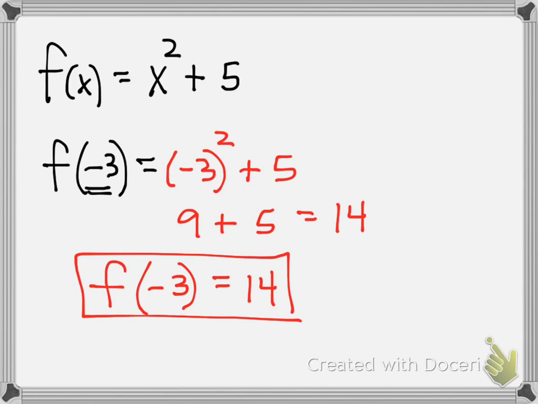You can also say this is just an ordered pair. Negative 3 is the x, and 14 is the y. Another way to say it is when x is negative 3, the function at negative 3 is 14, or the y value is 14. Okay, let's try another one.